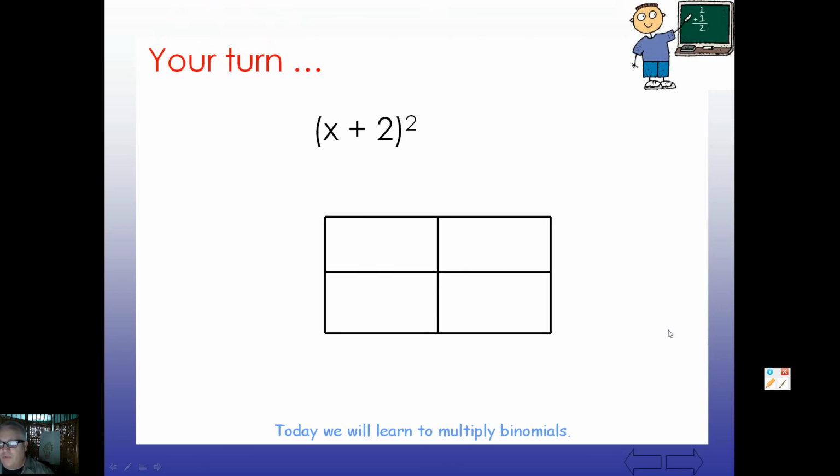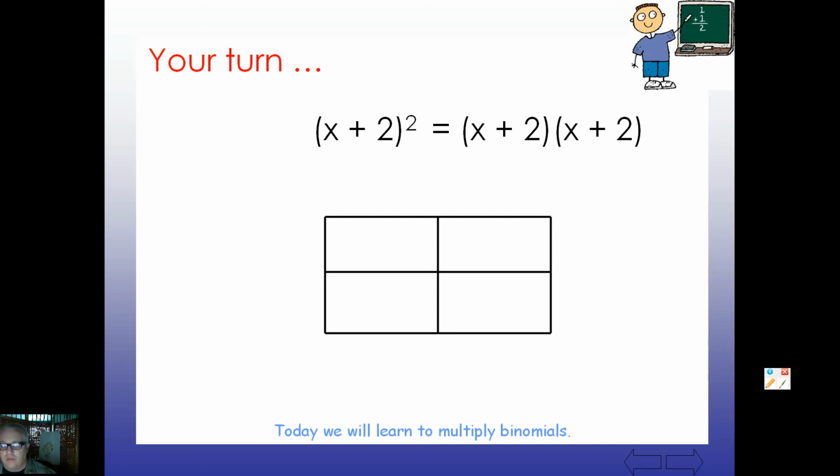All right, try this one completely on your own. You've got x plus 2 squared. And what does that really mean? X plus 2 quantity squared. Think back to your exponents and bases. All that means is x plus 2 times x plus 2. All right, so why don't you pause the video here and take a look, see what you can do.